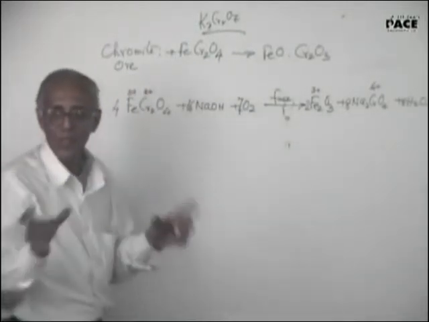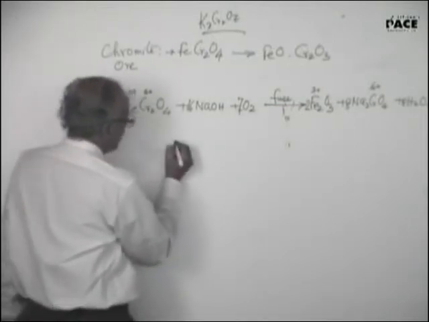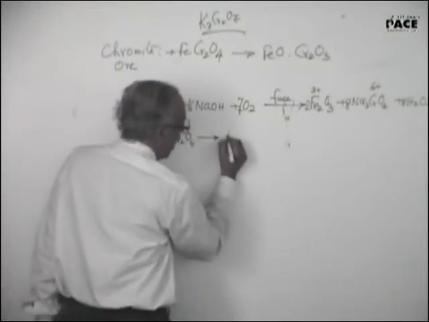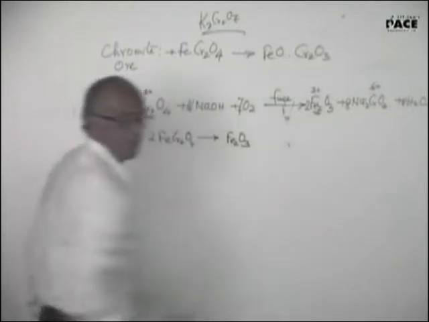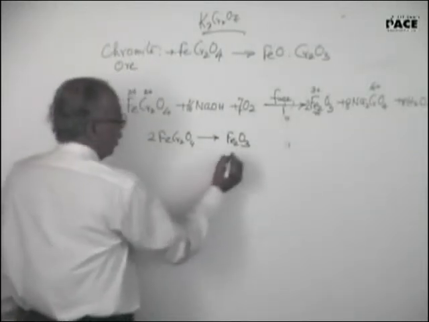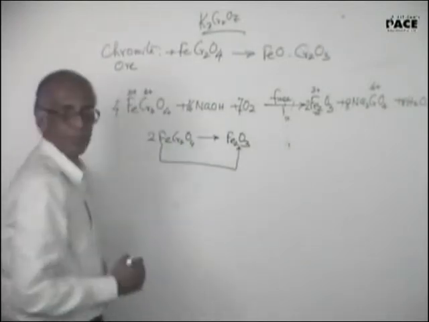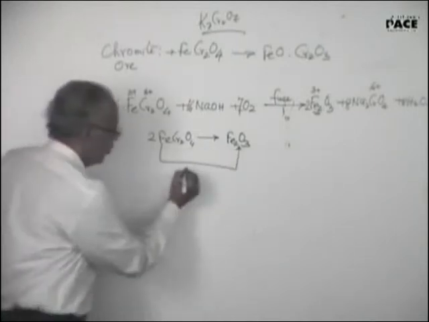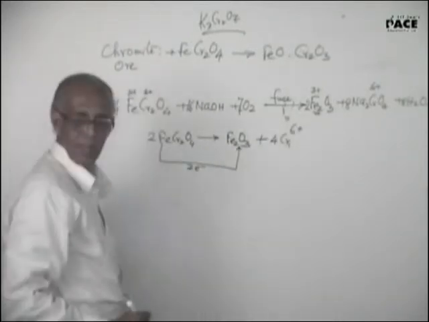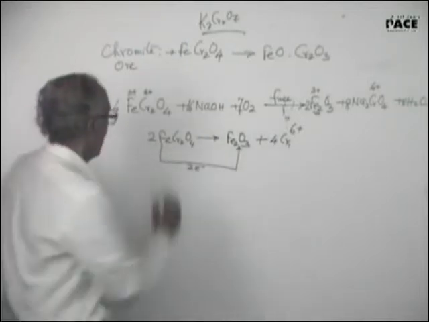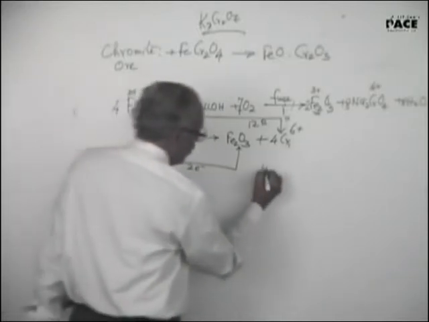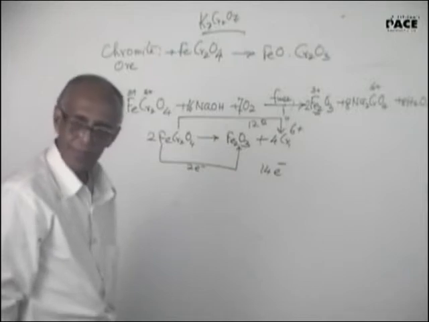Okay, let me tell you how you get this 7. Start with 2 moles of FeCr2O4. This gives you Fe2O3. There are 2 iron, so at minimum I start with 2 to get Fe2. This involves how many electron change? Fe2 to Fe3. How many chromium? 4 chromate, Cr6 plus. How many electron change? 12. So 12 plus 2, 14 electron change. Okay?